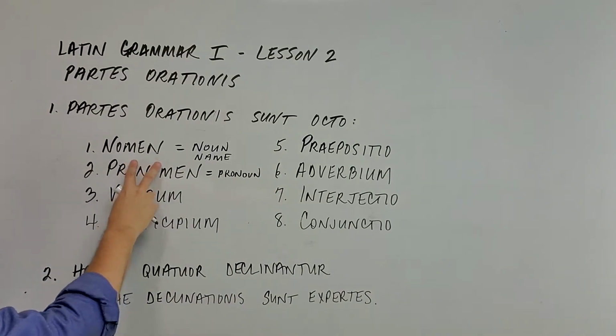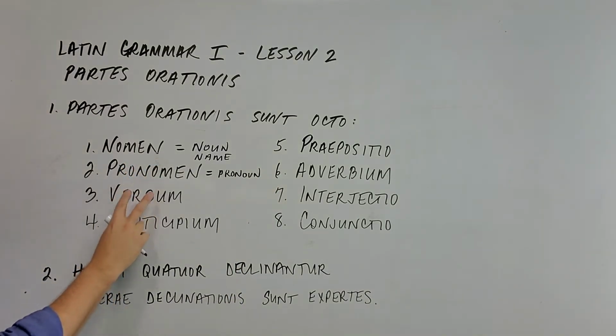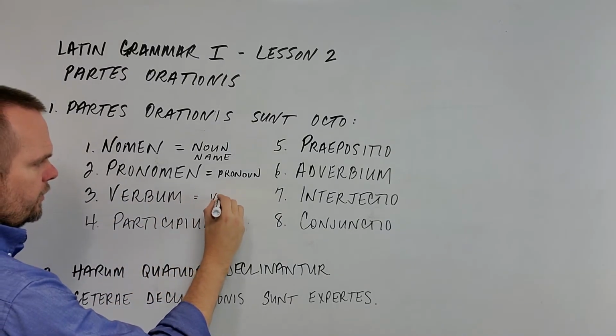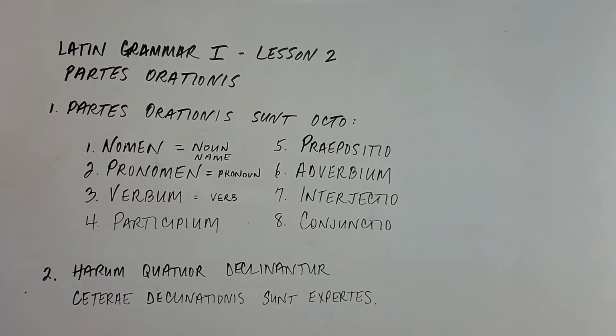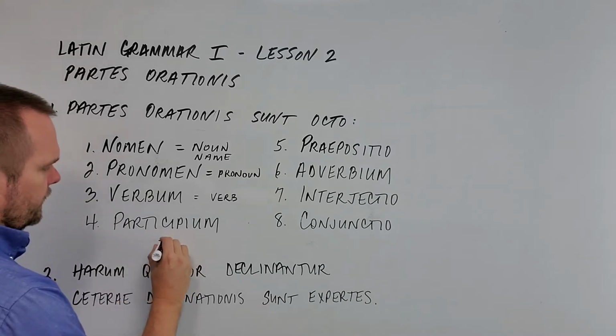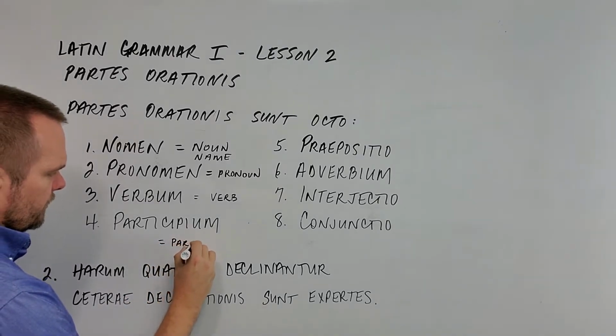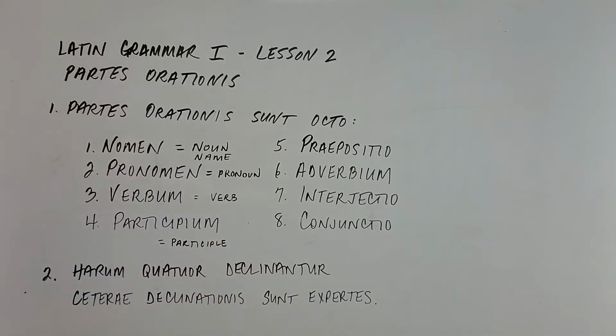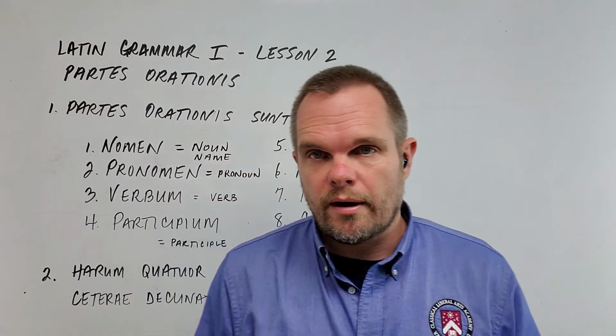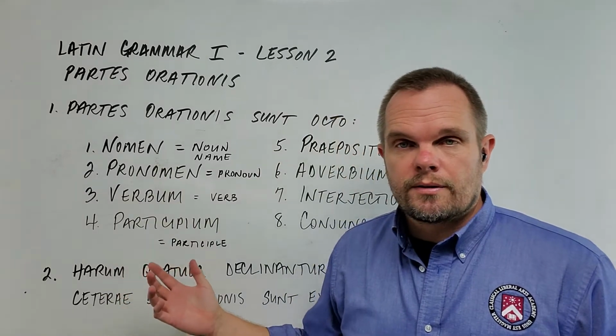So nomen, pronomen. And the third part of speech is verbum. In English, you should be able to see that we translate this as verb. Verbum, a verb. Fourth is participium. And in English, we translate this as a participle.